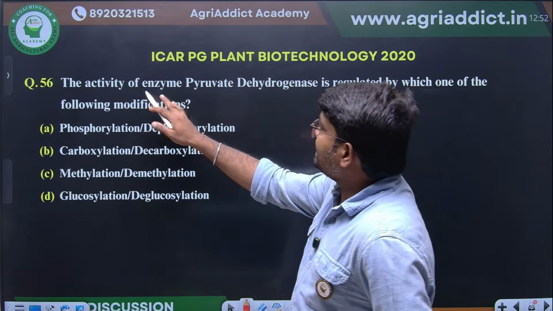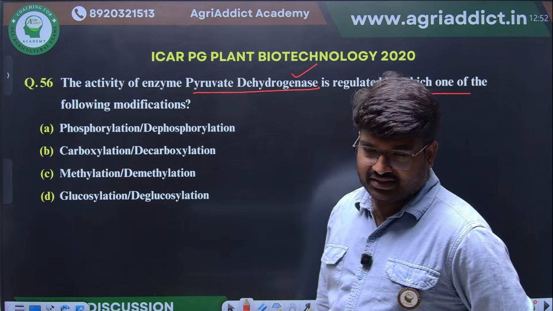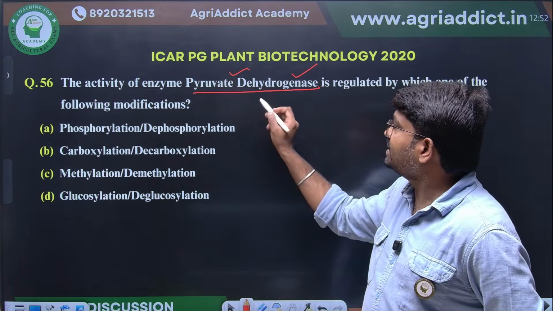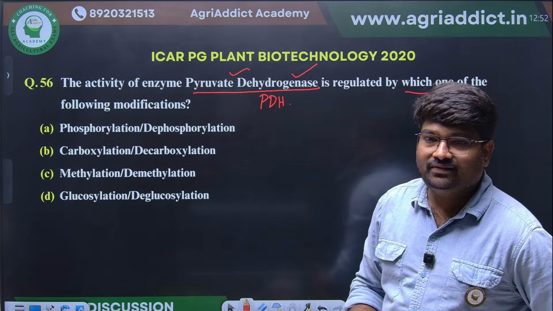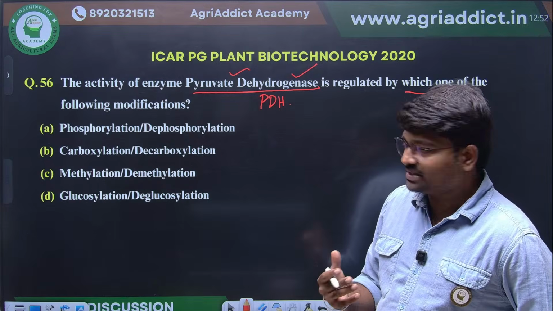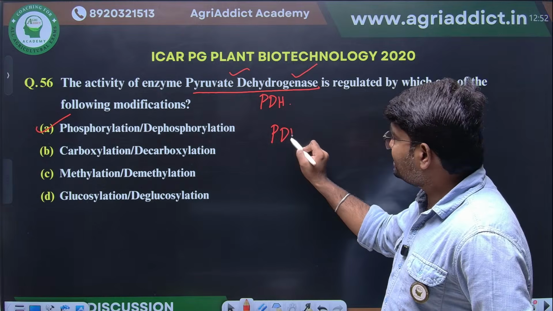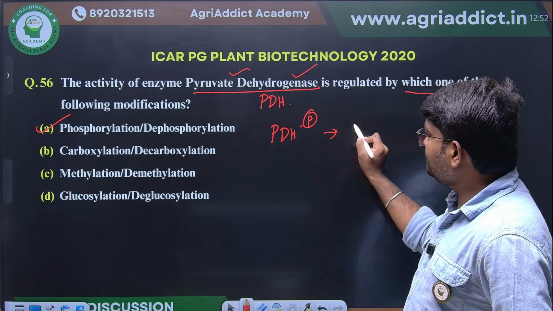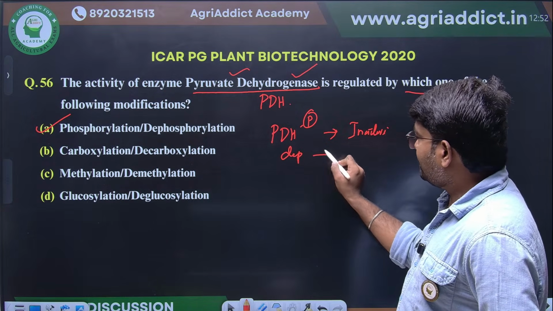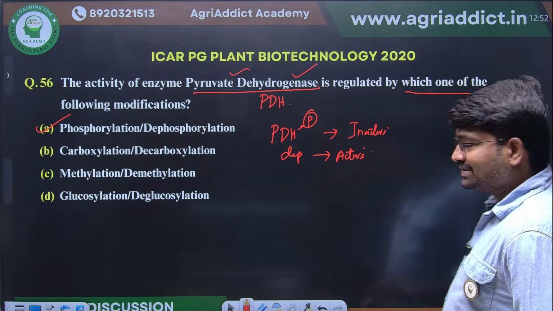The activity of the enzyme pyruvate dehydrogenase, that is the PDH complex, is regulated by which type of modification? Carboxylation, methylation, glycosylation, or phosphorylation and dephosphorylation? Yes, phosphorylation and dephosphorylation. If this PDH complex is phosphorylated, it will become inactive. If it is dephosphorylated, it will become active. This we have already discussed in our metabolism class.